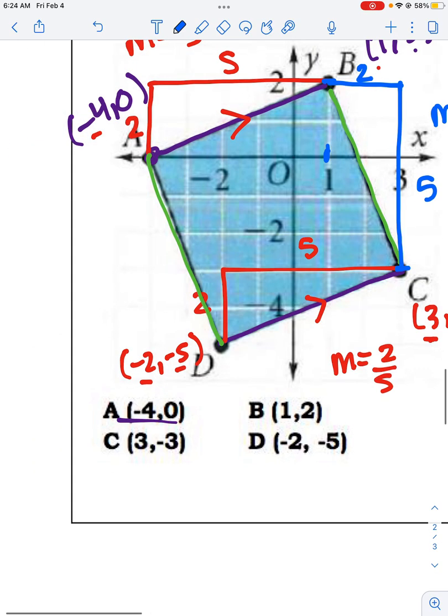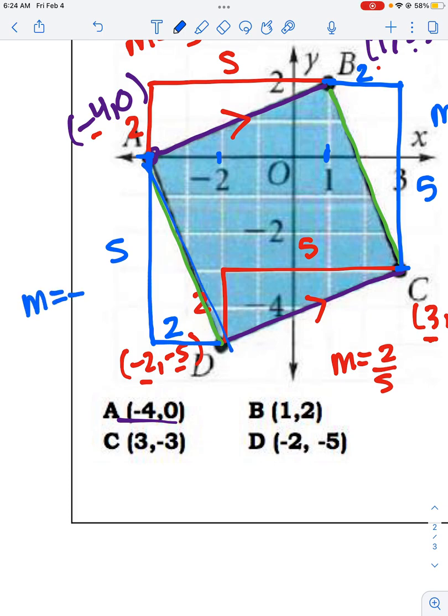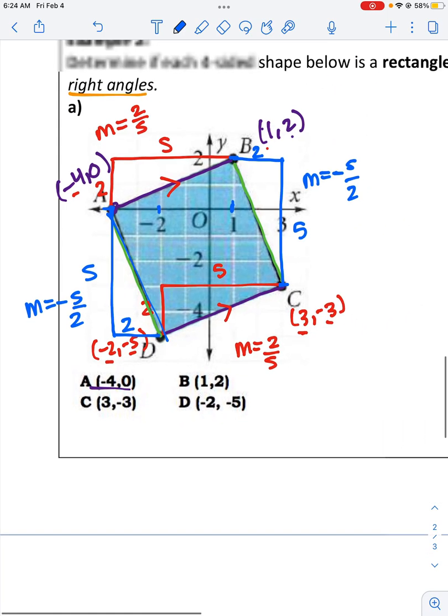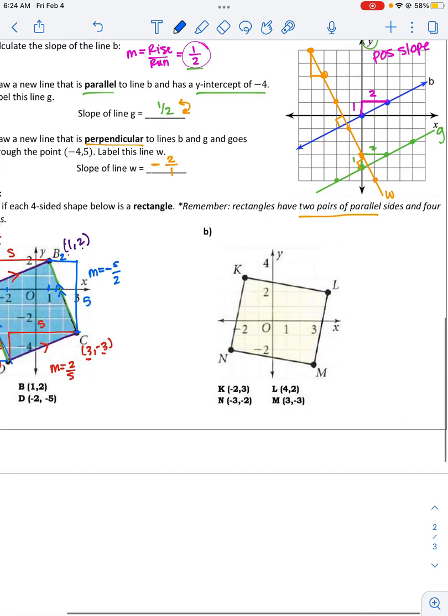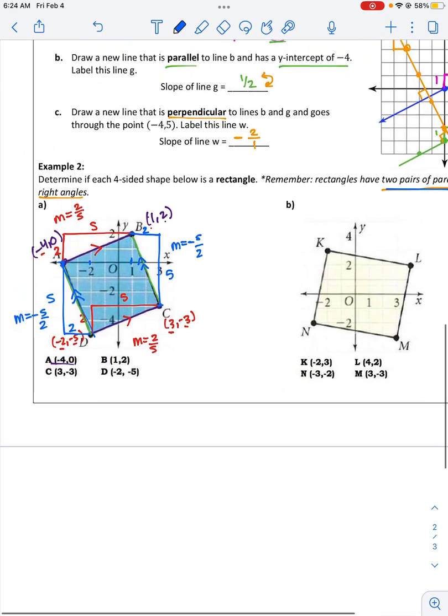And then I'll check this side. So make my triangle. So I can see from 0 to -5, this is 5. And then from -2 to -4, this is 2. And again, it's sloping downward. So this has a slope of -5/2. So I can see that those lines are also parallel. So I've proven the opposite sides parallel, or two pairs of parallel sides.